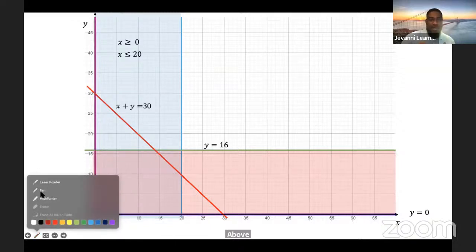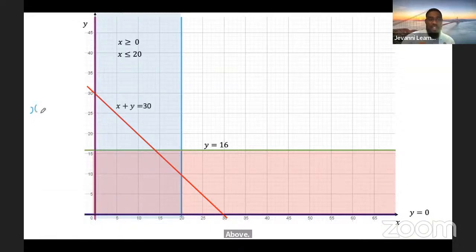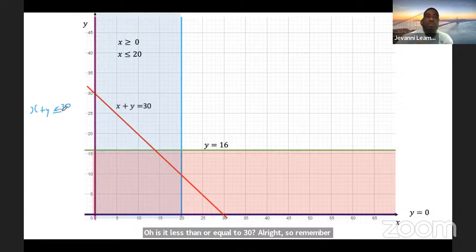Well, let me write back the inequality. x plus y, or is it less than or equal to 30? All right. So remember, we've gone through some strategies that we could have used to see if we're shading below or above the line in reference. So x plus y is less than or equal to 30.